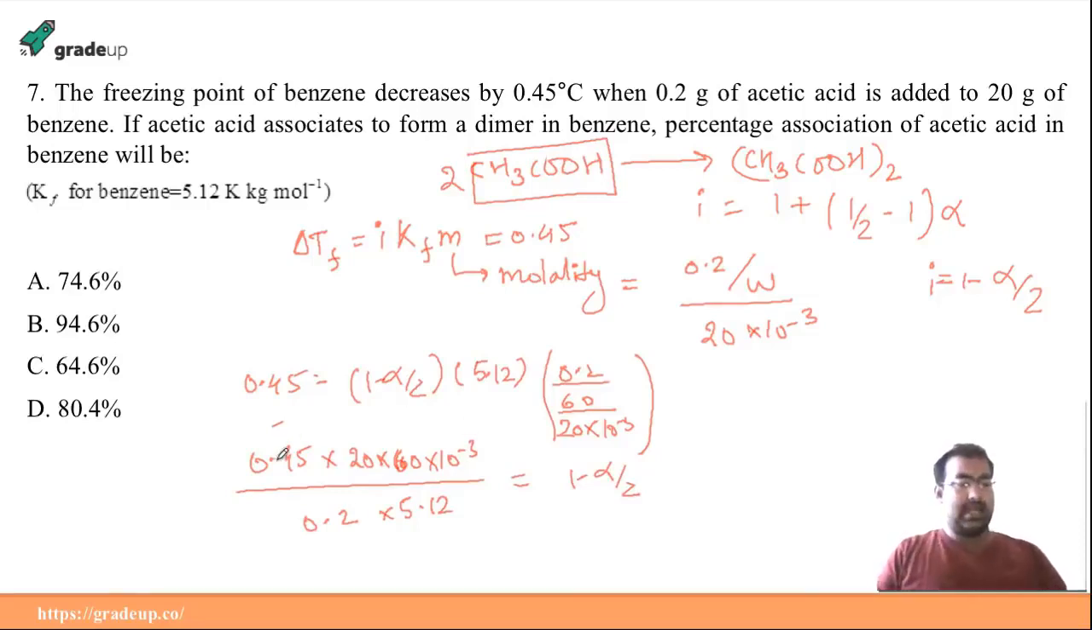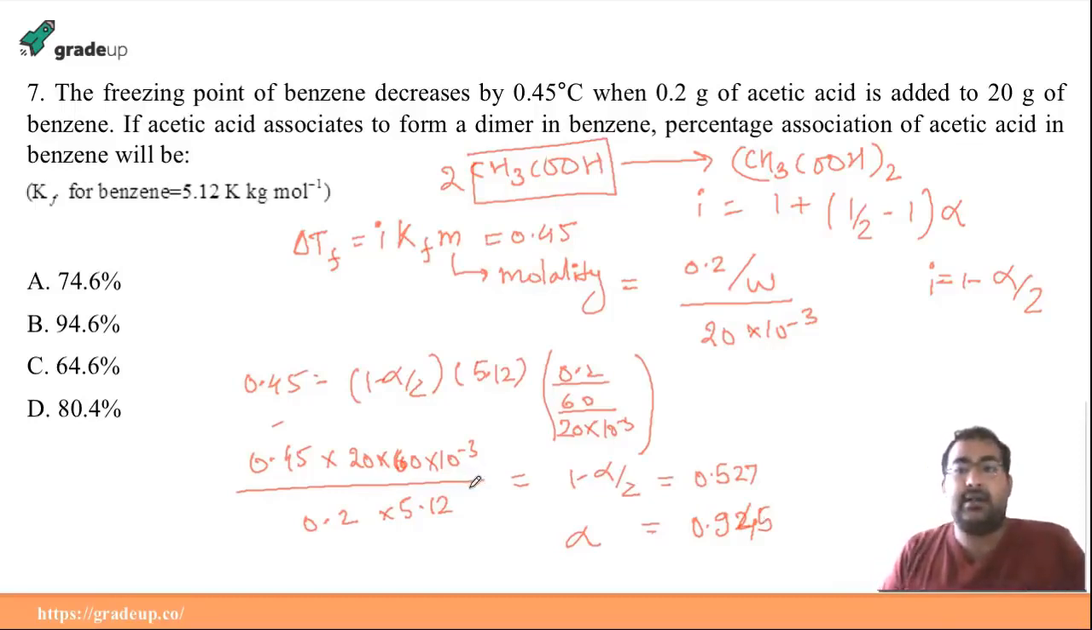So if you calculate this whole thing, it's near about 0.527, and your alpha will then come out to be 0.945. So alpha is 0.945, and the percentage association will be nearly 94.6. So that is your correct option here. There is a bit of calculation, but you can do it very easily.